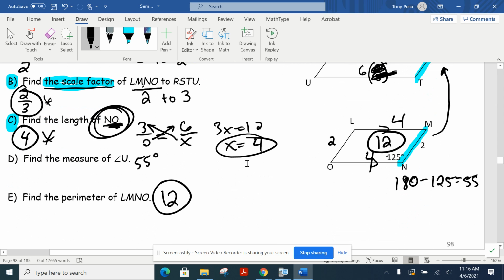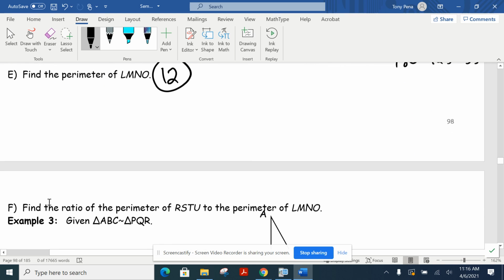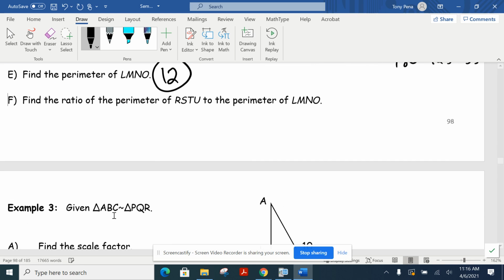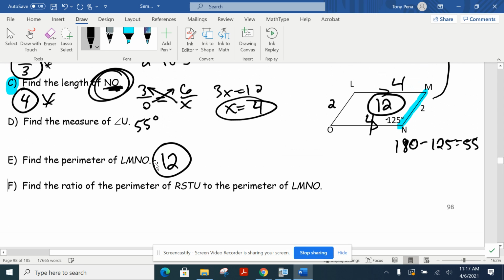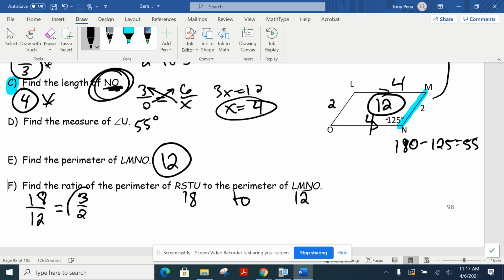So now let's take those two perimeters. Didn't we find RSTU to be 18? We're going to compare that to the perimeter of LMNO, which is 12. So let's write this as a fraction. If I reduce that, divide each of those by a 6, I would get 3:2. Isn't that the same ratio that we got earlier when we were doing the sides?